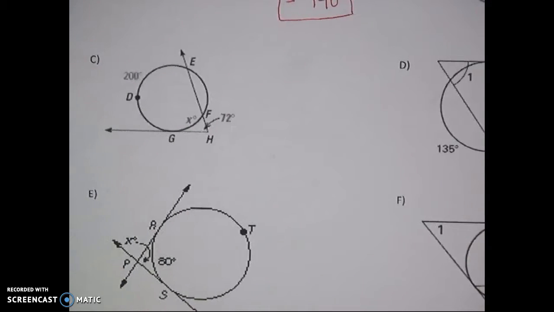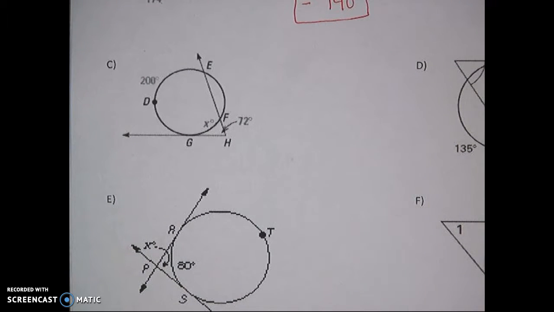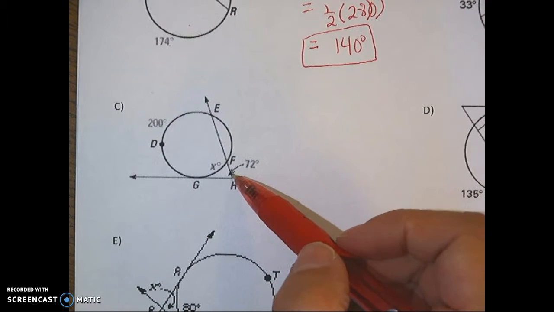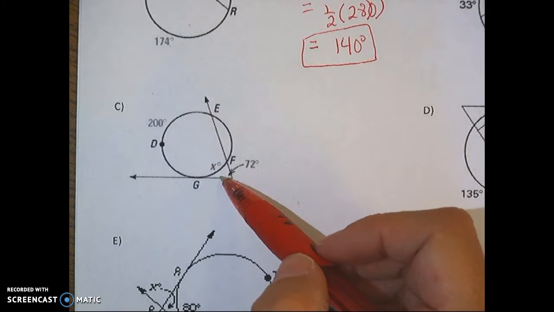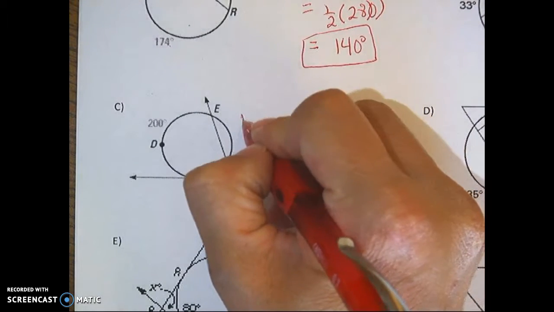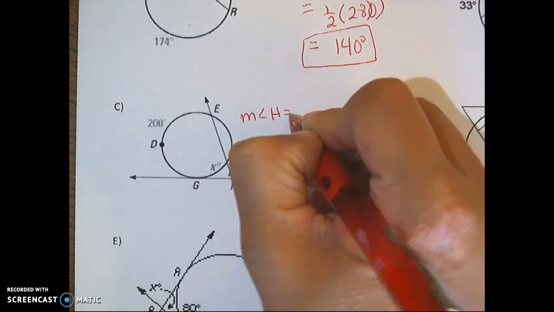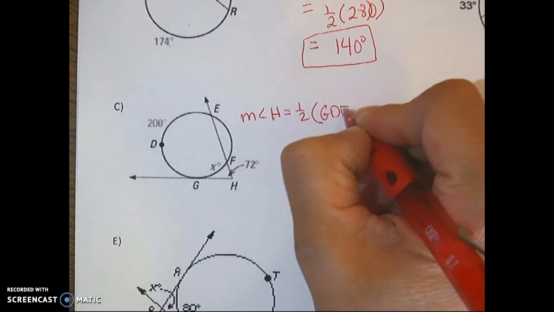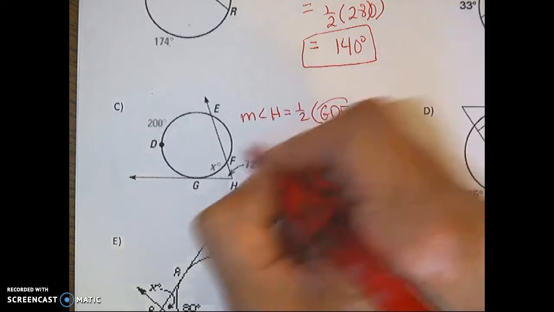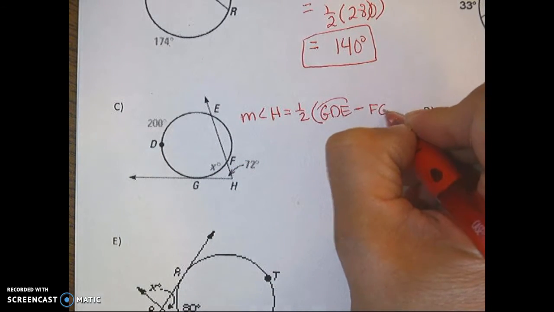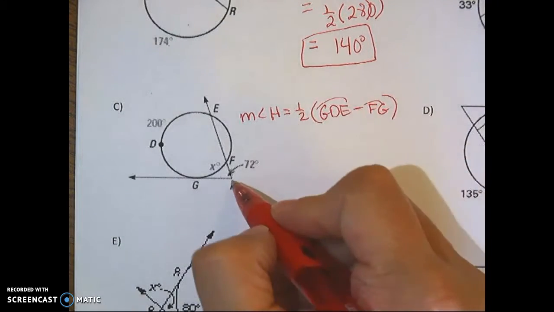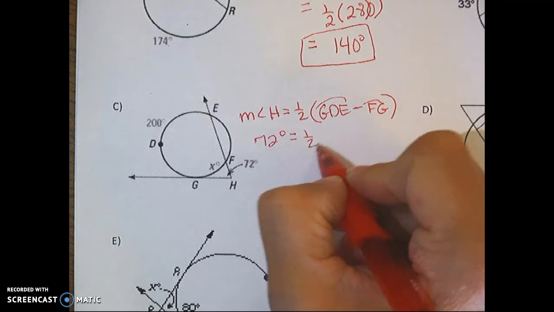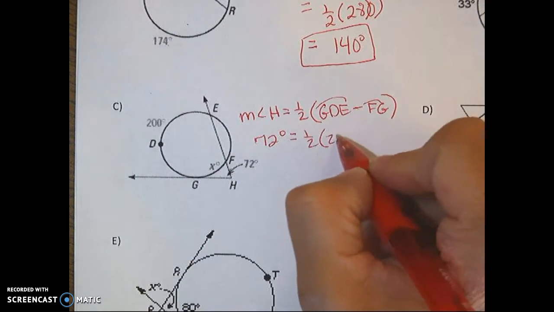All right, the next type of problem is the one below where we have this external angle. And this external angle is 72 degrees. The two arcs are 200 and X. I know that the measurement of that external angle is 1/2 the arc GDE minus that arc FG. I'm going to set up an equation to solve this. I already have the measurement of angle H, which is 72 degrees. And then it is 1/2 of GDE, which was 200 degrees.